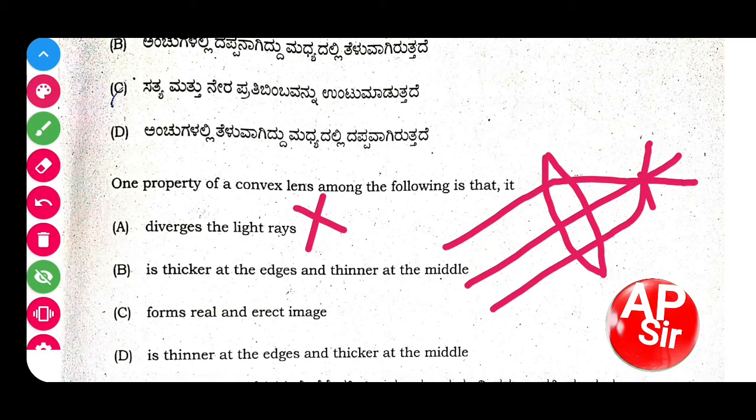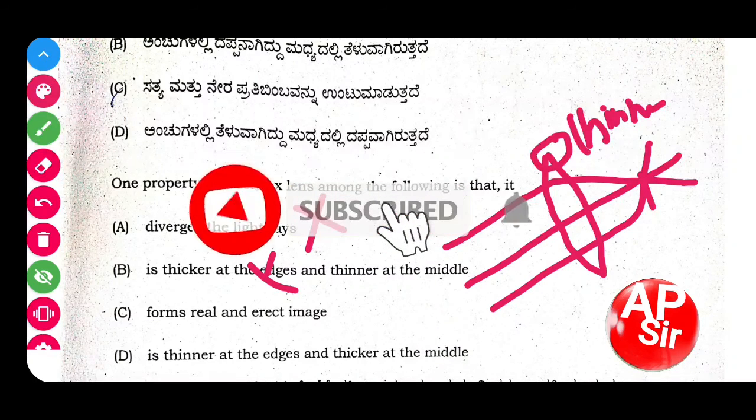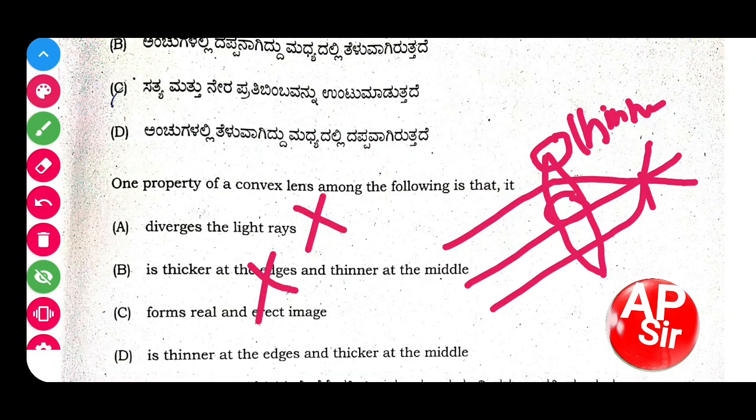Thicker at the edges. Is it looking thicker? No, it is looking thinner, right? So this is also wrong. Option C we will keep pending. So you should eliminate the options, then you will get more time to answer the question. Very important. Next, option D is thinner at the edges, thicker at the middle. Then 100% option D will be the right answer. Like this, you have to eliminate your options.